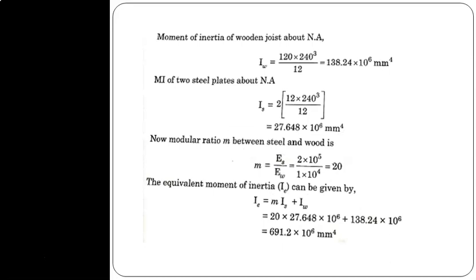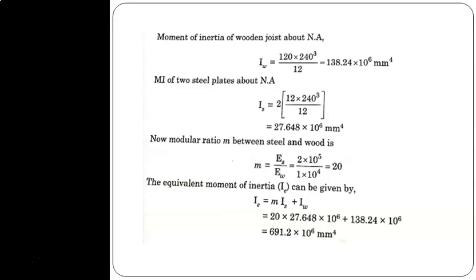Moment of inertia of the wooden joist about the neutral axis. Let us find I. The formula is I equals BD cubed by 12, and this is for the wooden joist, that is inside the material. Then the moment of inertia of the two steel plates at its end about the neutral axis is 2 into BD cubed by 12. Now the modular ratio m between steel and wood is Es by Ew, which would be 20. The equivalent moment of inertia Ie can be given by Ie equals m into Is plus Iw.